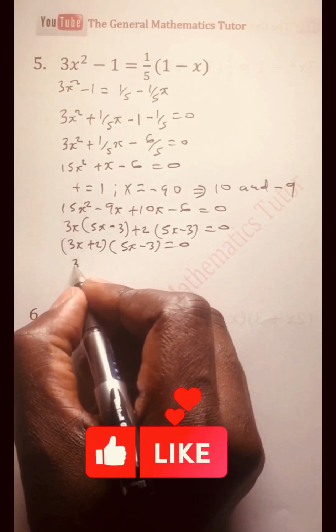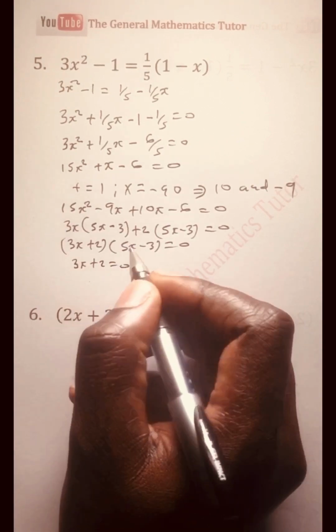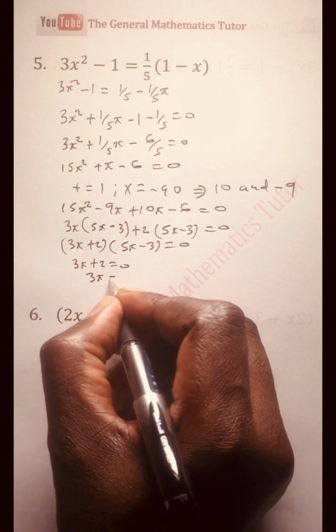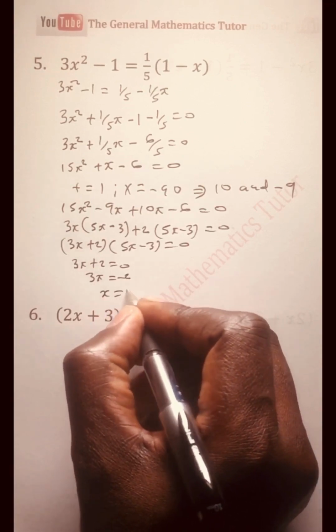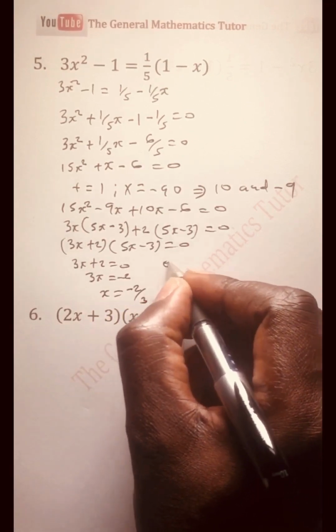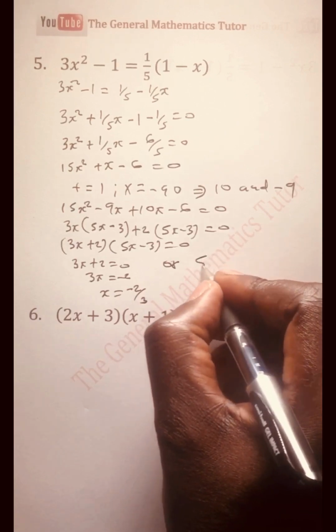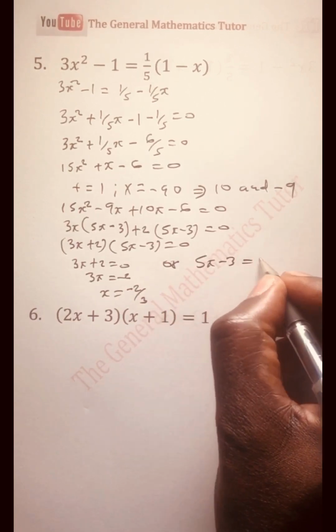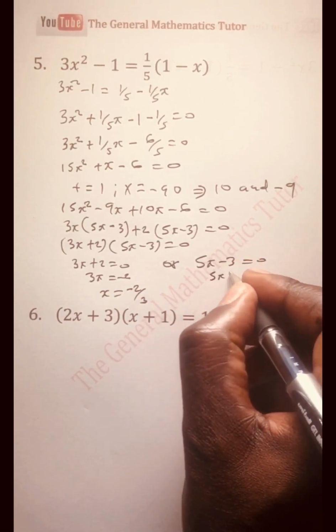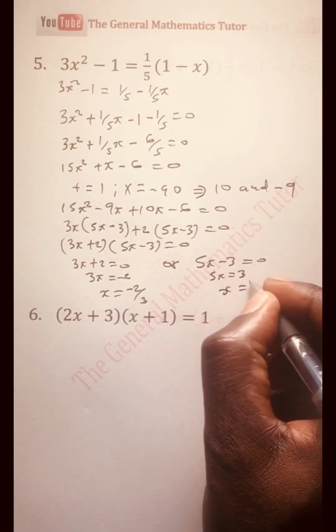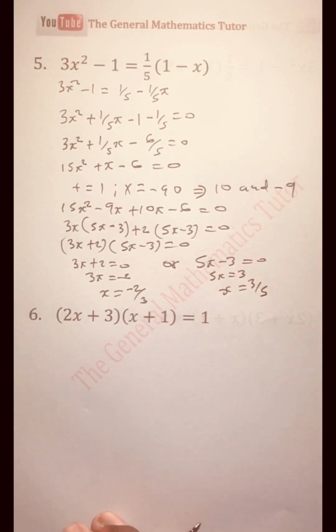So what if 3x plus 2 is equal to 0? Then we'll have 3x is equal to negative 2, so that x is equal to negative 2 over 3. Or we could take that 5x minus 3 is equal to 0, so that 5x is equal to 3 and x is equal to 3 over 5.